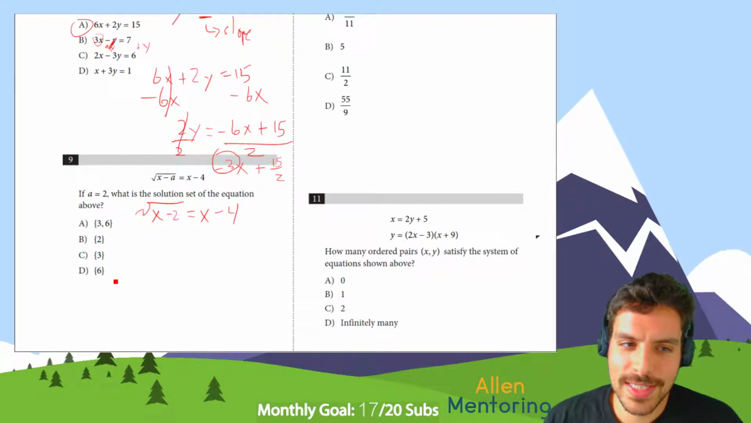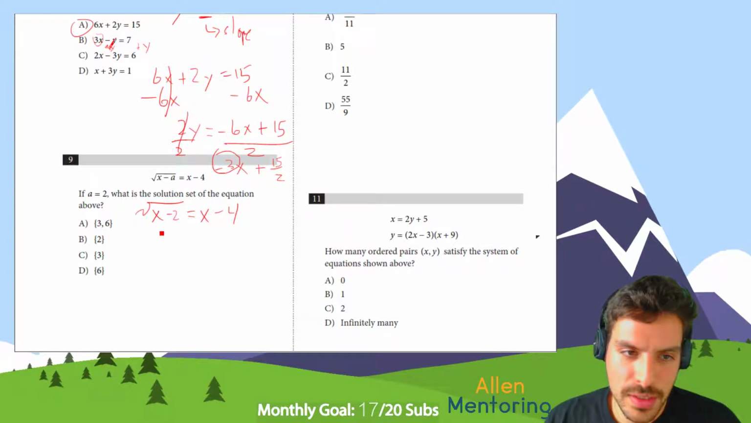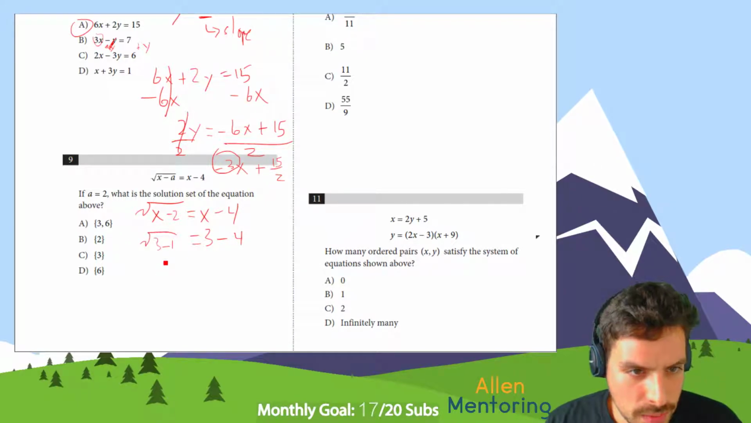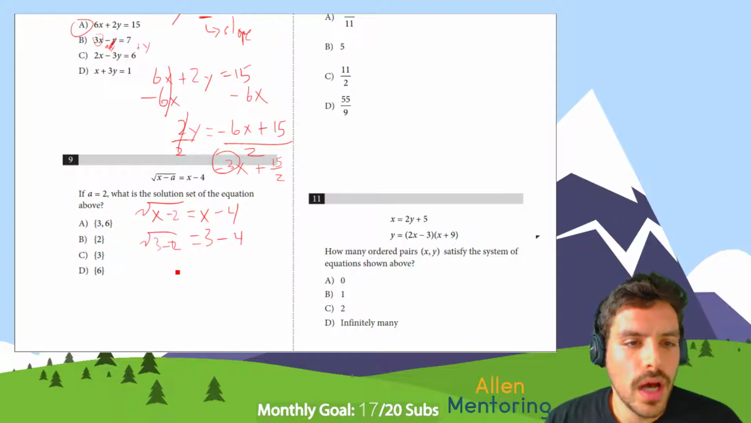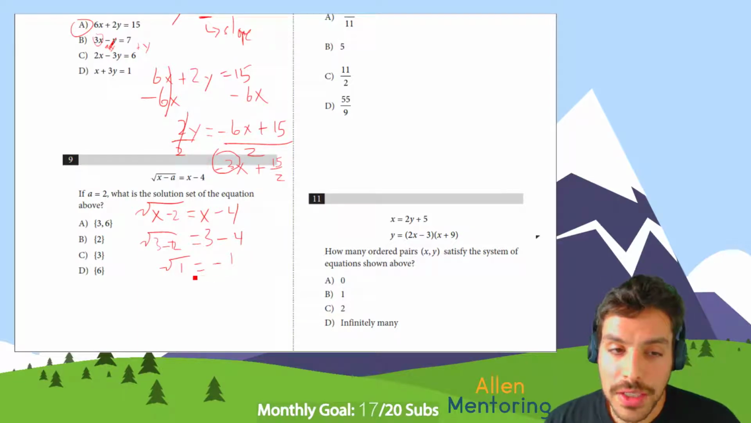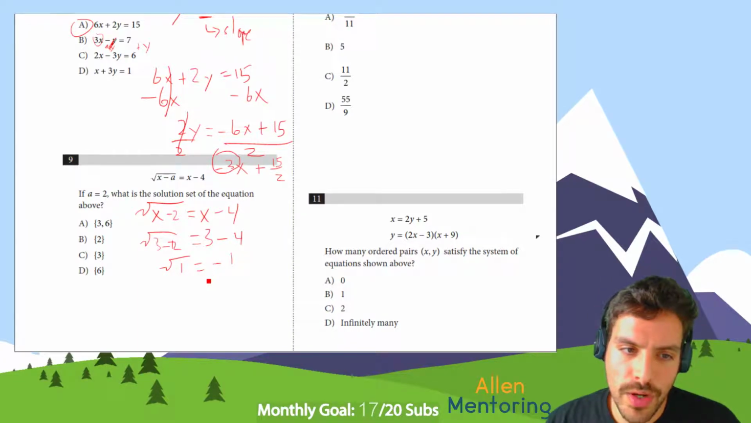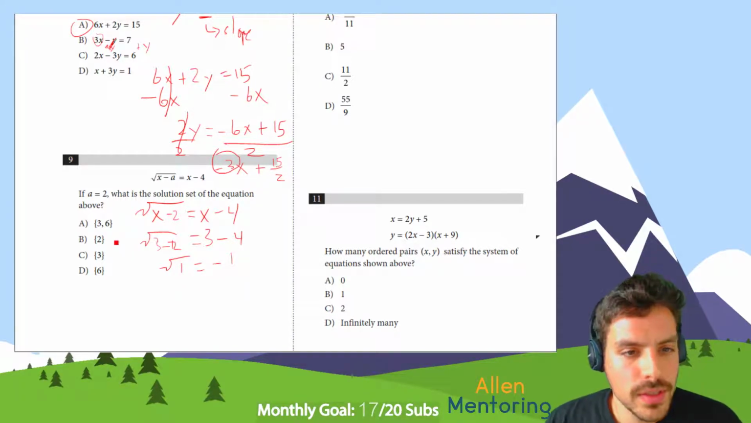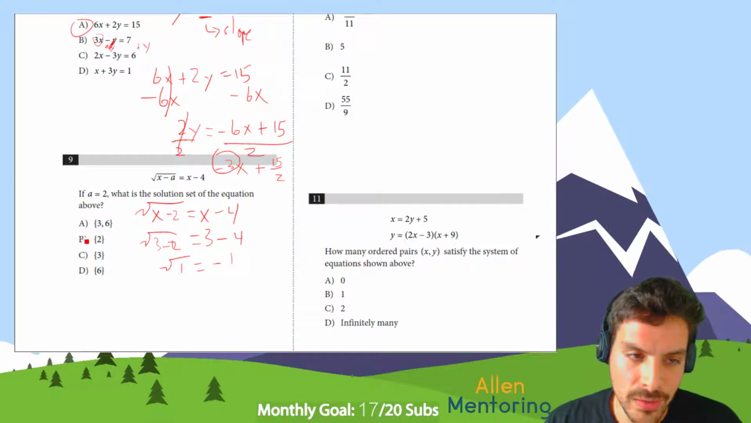So I see 3 and 6 come up pretty often, so let's try 3. Does 3 work? Square root of 3 minus 1 is equal to 3 minus 4. Okay, so here, 3 minus 2. So the square root of 1, is that equal to -1? Actually, yes it is, right? The square root of 1 is equal to positive and -1. They both work. So 3 does work.